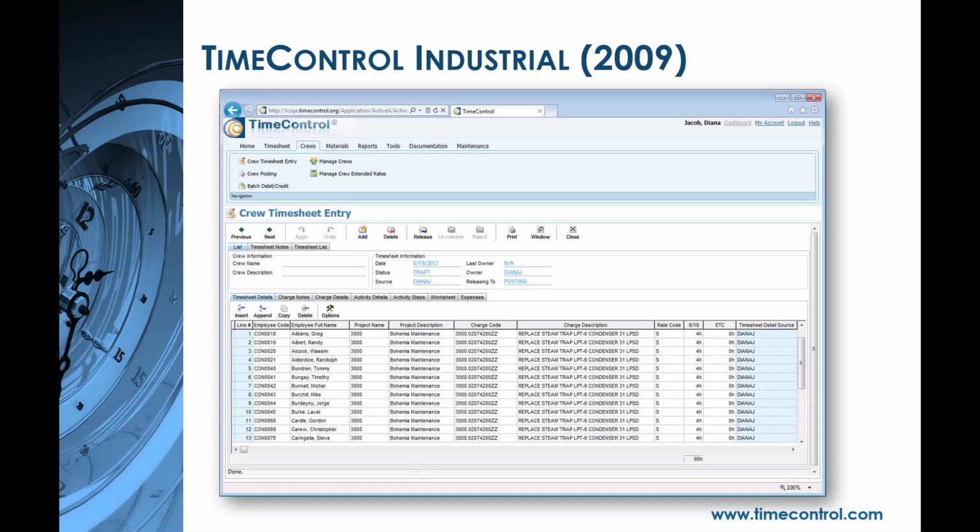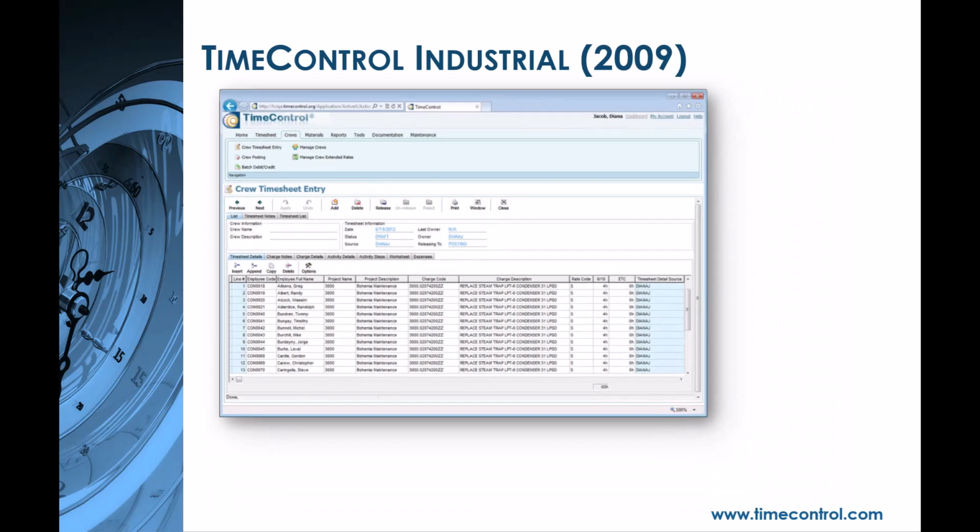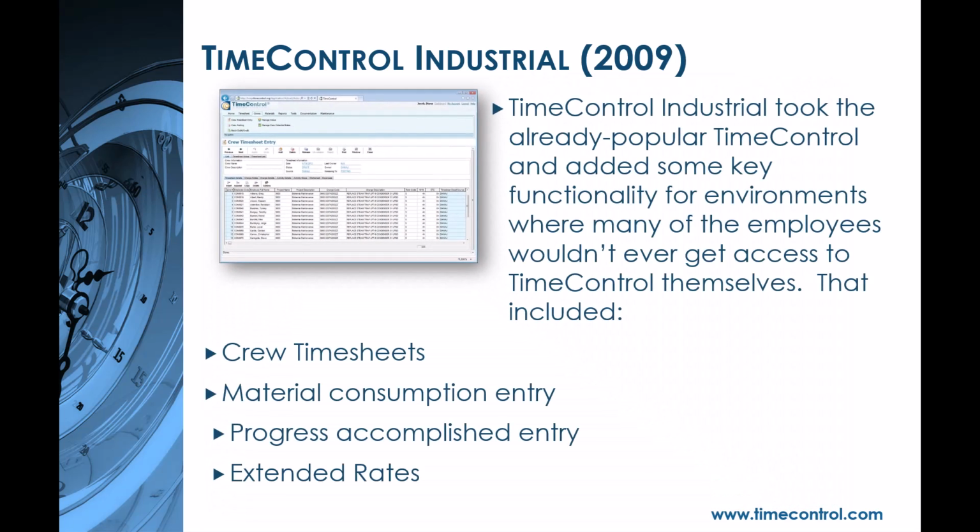Once we had that version out and running, TimeControl Industrial came out. TimeControl Industrial allowed us to include some key features for environments where the employees wouldn't all get access to the interface itself. So crew timesheets, where a supervisor or a foreman or a clerk would fill in the time for a large number of people, was now part of the product, as well as the ability to enter how much material had been consumed and what progress had been made, and the ability to have complex extended rates, such as we find in the field and in construction engineering type environments.